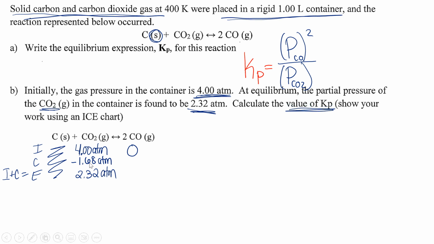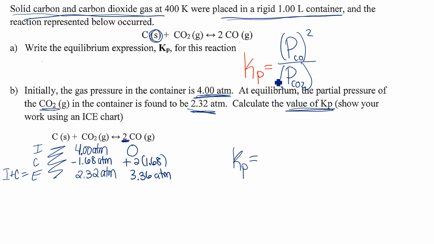And we know that the change row is going to match the mole ratios in our chemical equation. So if we use up 1.68 of reactant, I'm going to make double that much product because it's a 2-to-1 ratio. So I'm going to make 2 times 1.68, so that is 3.36 atmospheres. And so now I've got all my information organized, and I'm going to go back and plug it into my K expression.